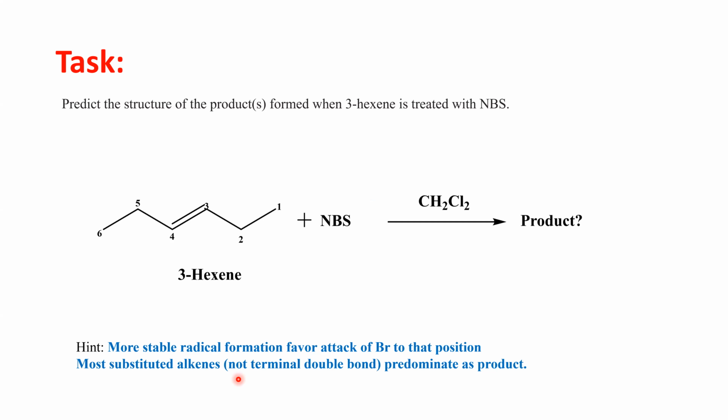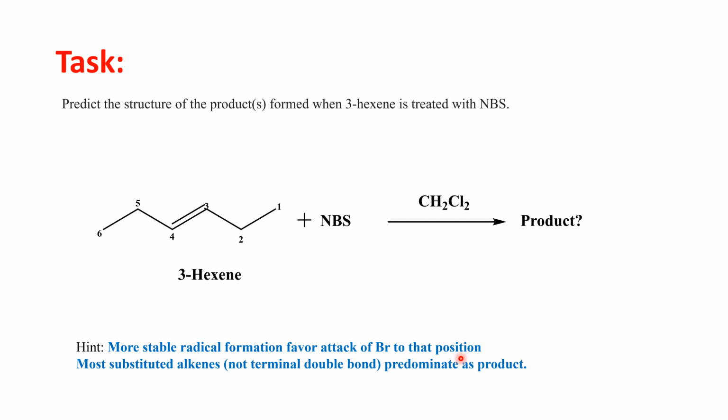The hint I have given you is that you have to go for more stable radical formation, which favors attack of bromine to that position. You know which one is the most stable: the tertiary one is more stable as compared to the secondary, and the secondary is more stable than the primary one. And above all, you have to firstly look at what the possible opportunities are. Is there only one side, or is there more than one side where there is an allylic carbon, and that allylic carbon-hydrogen bond can be broken?